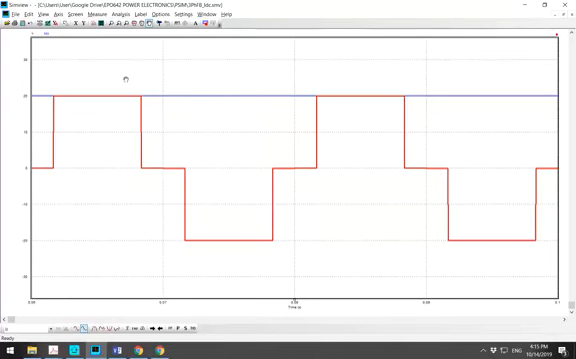And this is known as a quasi-square waveform, compared to the square waveform that we had for the single phase full wave rectifier. But now for the full wave three-phase rectifier, we have a quasi-square waveform. It seems like a square waveform, but it's not really a square waveform.